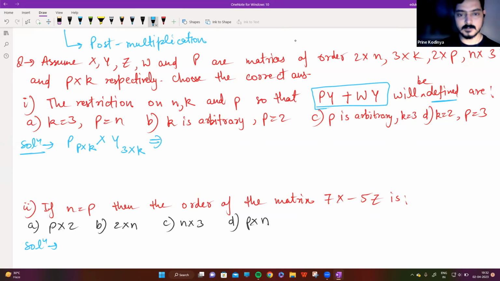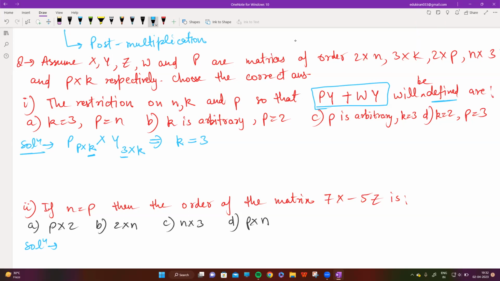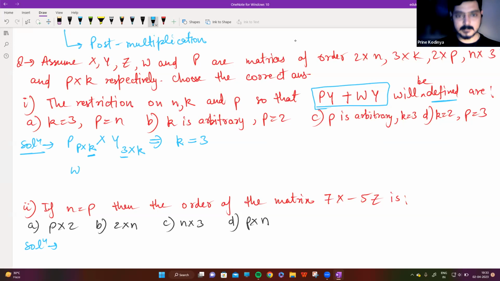Now, if you want to multiply P into Y, it means that K has to be 3. If you want to find out PY, then K has to be 3. Did everyone get it? Yes, sir. The number of columns of P must be equal to the number of rows of Y. Now, similarly, if WY exists, the order of W is N cross 3.